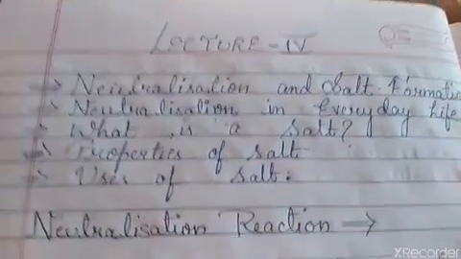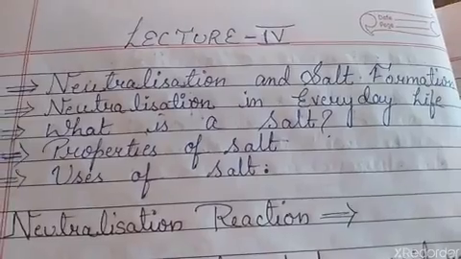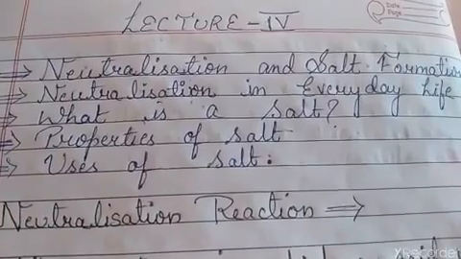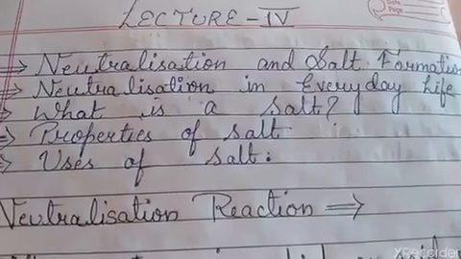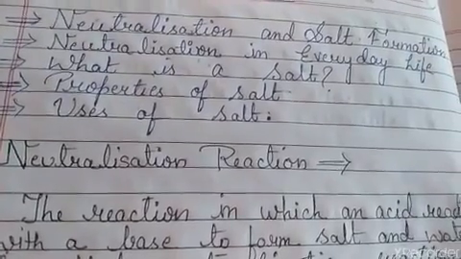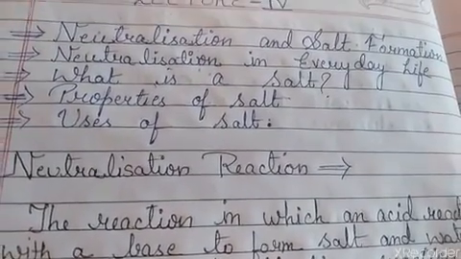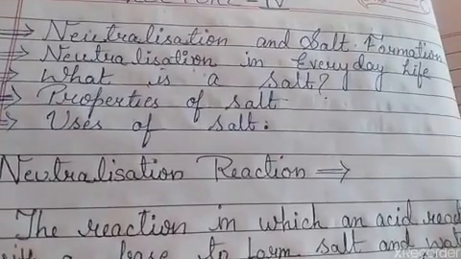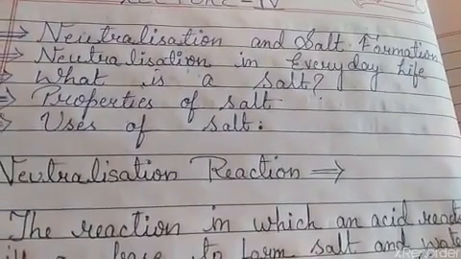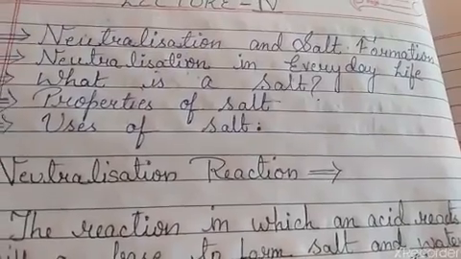We have started the chapter on acids, bases and salts, and in the previous lectures I explained acids and bases. Today we are going to study neutralization and salt formation. How does the neutralization process help us, or in what way is it useful in our everyday life? What are salts? Properties of salts and uses of salt. These will be the main topics of today's lecture, and with this lecture we are going to complete this chapter. On this basis we will do some other work in tomorrow's lecture.